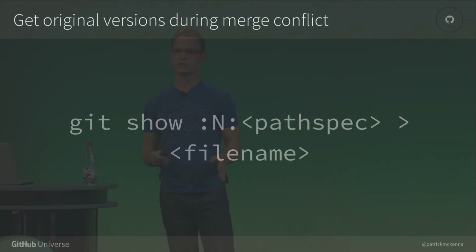So it's a little bit esoteric. It's about as esoteric as I'm going to try to make anything in today's talk, but it's a really useful way to be able to get any of the 3 different versions of a file into your working directory when you're in the middle of a merge conflict. If you don't want to just look at a single file that has all those different merge conflict markers in it, you want to see what the files look like independently.